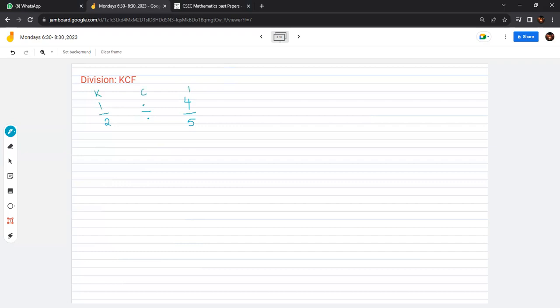The K means to keep. So you're gonna keep the first fraction as is. The C means to change. You're gonna change your division sign to multiply. And the F means to flip. You're gonna flip the fraction after your division sign. So keeping this as is, change the sign to multiply, and flip the fraction after. And then you're doing the same thing as multiplying.